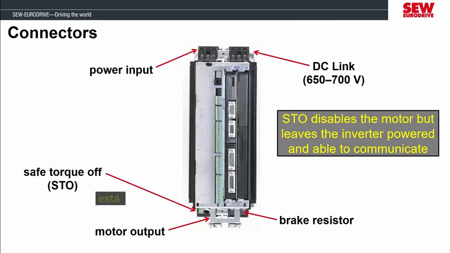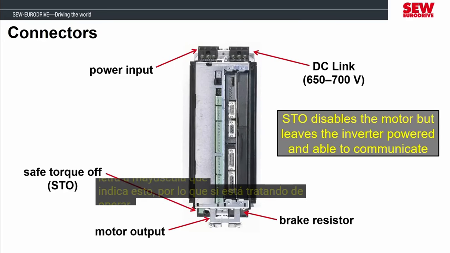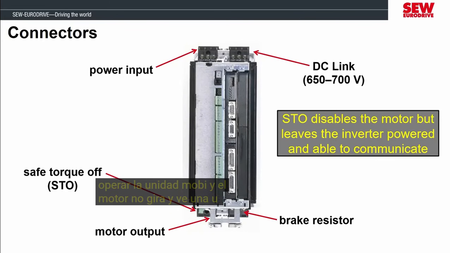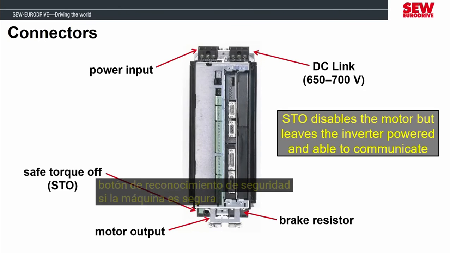motor. If the STO circuit is tripped, the MOVIDRIVE will display a capital letter U indicating this. So if you're trying to operate the MOVIDRIVE and the motor isn't turning and you see a U on the display, that means the STO is tripped and the safety circuit needs to be reset, like closing a safety gate or pressing a safety acknowledgement button if the machine is safe to operate.